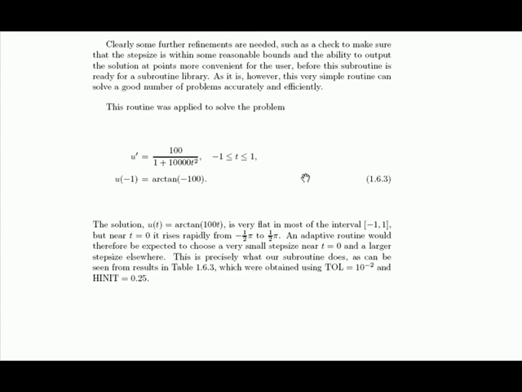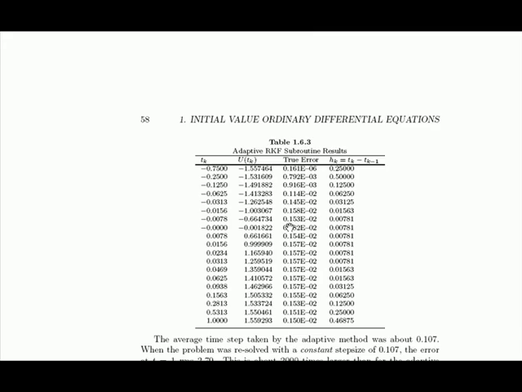Now we try it out on this problem here, which is rigged so that the exact solution is the arctangent of 1000t. I don't have a plot of it here, but it's a function which varies very rapidly near zero. It's almost minus pi over 2 until you get very close to zero, and then it jumps up real fast to plus pi over 2, and then it's flat there. So a good adaptive method should take small step sizes near the origin and large step sizes otherwise, and that's just what this method does.